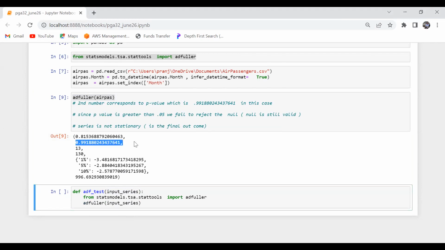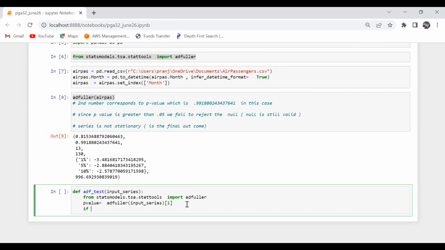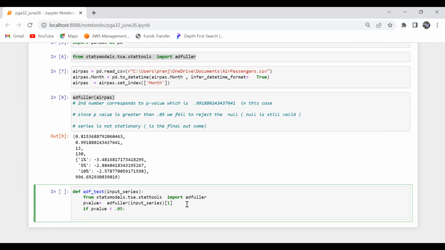ADF this, so this is 0, 1. So let me say 0 and 1. So this will become my P value equal to this. Then let's do one thing. If P value is less than 0.05, then let's do one thing. Print P value is P value.